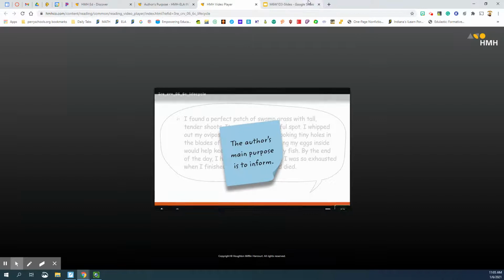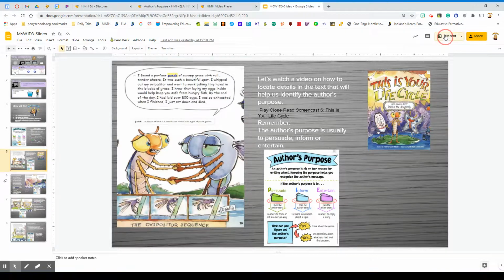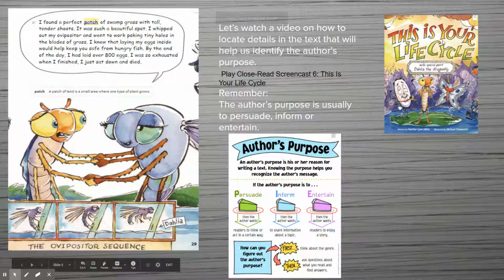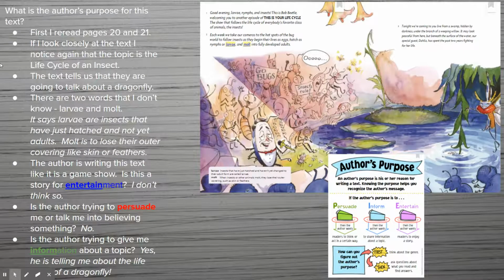Okay, so that was a video showing how some students and a teacher found the purpose of this page. They found out that the author's purpose was to inform. It was giving information about how they lay eggs. So, what is the author's purpose of this page, page 20 and 21?